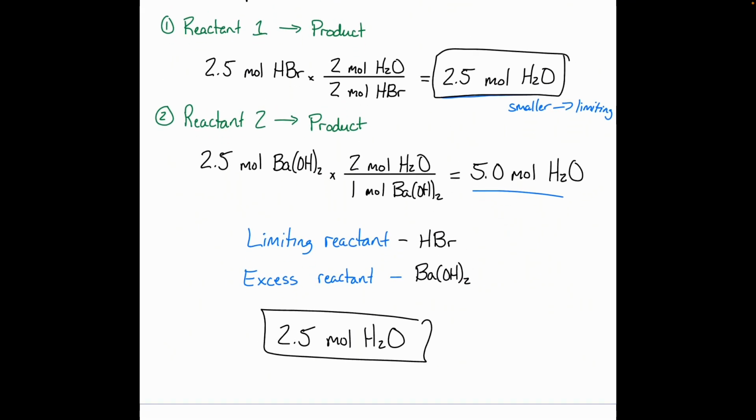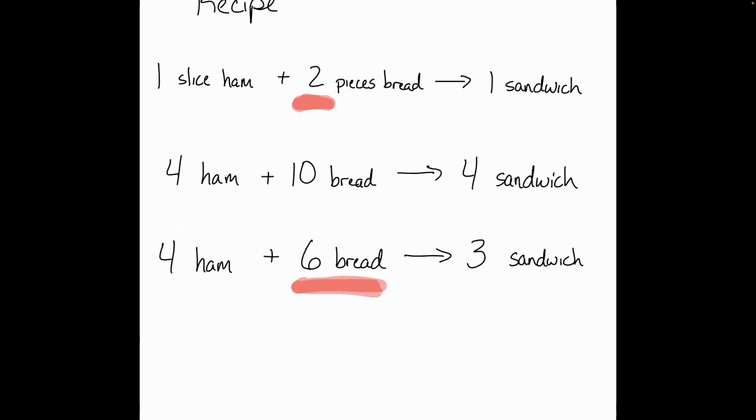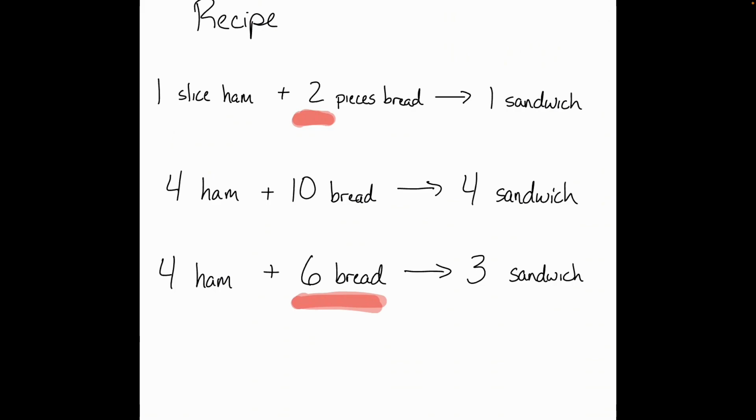Okay? So with these limiting reactant problems, you've got to do 2 calculations and then compare those answers. That'll tell you what your limiting reactant is and your excess reactant. And the amount of product that you get is going to be dependent on that limiting reactant, just like the amount of sandwiches that we could make depended on which one of these was going to be consumed first. It's the same idea, but using chemicals instead of ingredients.